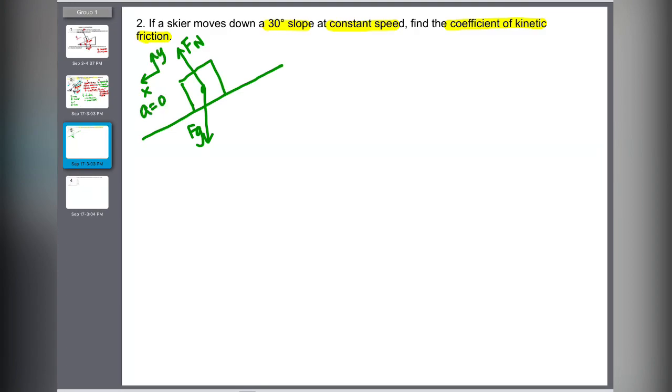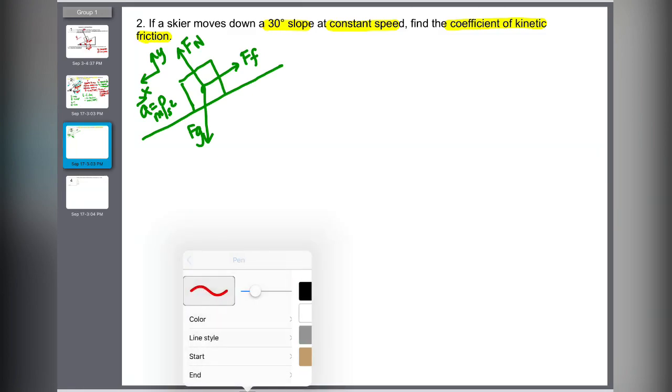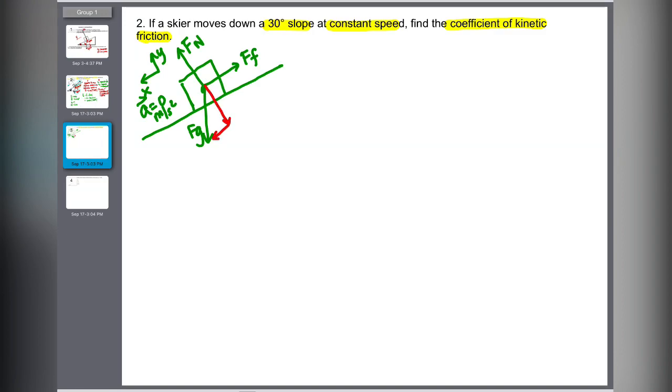So I'm still going to keep my axes going X, Y like that. But this time I'm going to write in A is 0 because it's telling me it's going at a constant speed. I still have force of friction because that's what I'm looking for. Anything that's not lined up with X and Y, break them into components. Okay, this is angle theta, which is 30. This is FG sine. And this is FG cos.